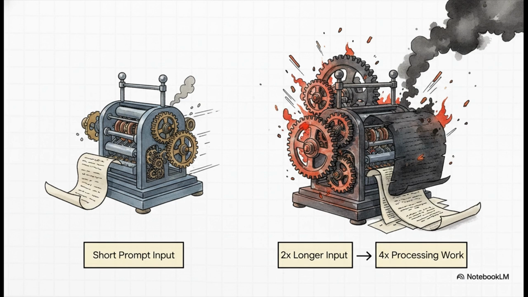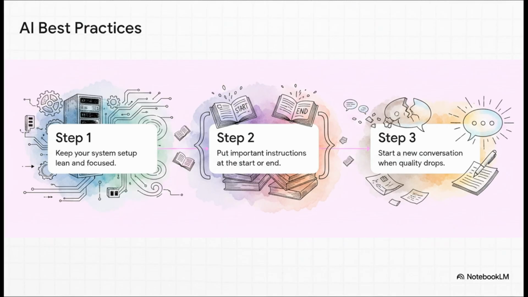So let's just recap the best practices here. First, keep your prompts and your system instructions lean and focused. Second, always place your most important rules at the very start or the very end of your prompt. And third, don't ever be afraid to just start a fresh conversation when the quality starts to drop. And that's really the foundation of how this all works.